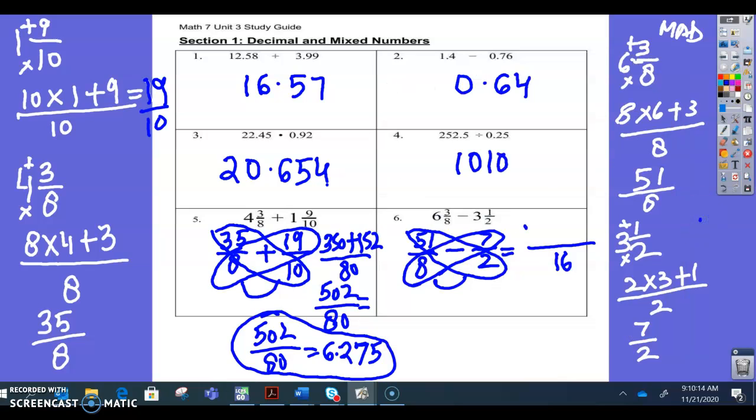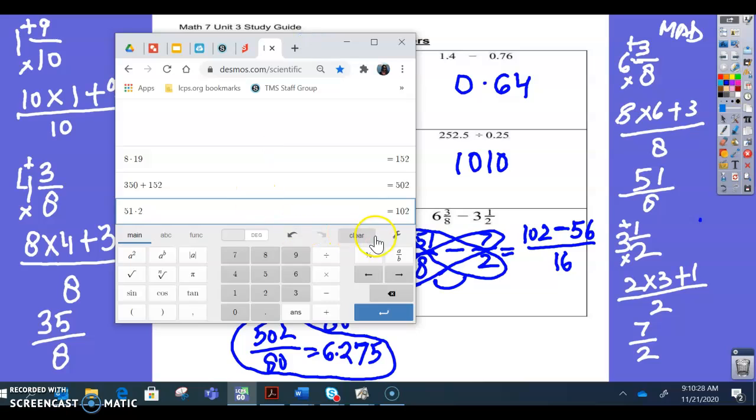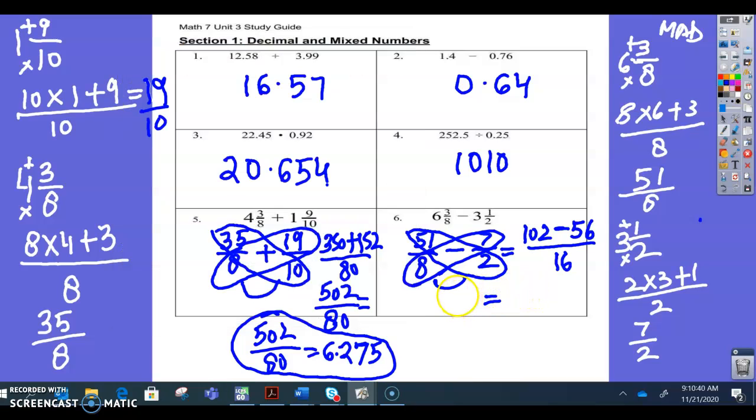So that would be 102, and minus, since we are subtracting, 8 times 7 is 56. Now I need to subtract these because this is a subtraction problem. I'm going to bring my calculator here so that I can see it nicely. I'm going to clear this, which is 102 minus 56, and I get 46. So I get 46 over 16.